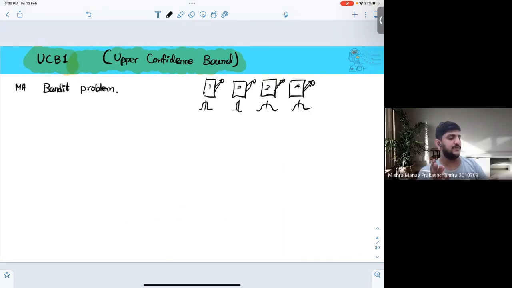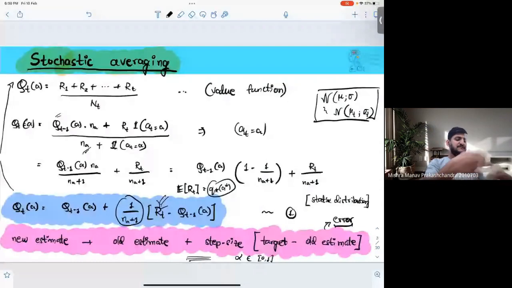Correct. So the way we do that is we pull the arm n number of times. We collect all the rewards that we have, R1, R2, R3, and we take an average over that. What we are doing here is on the first line I have written. See that? Correct. The first line.